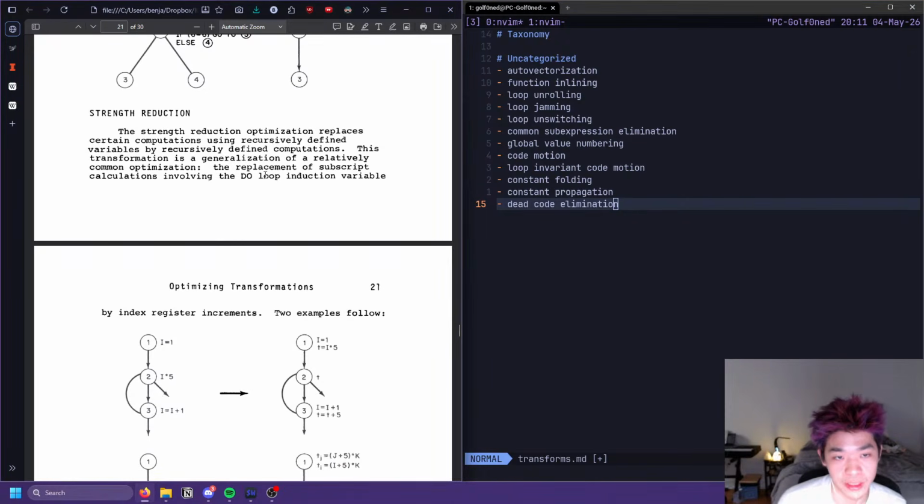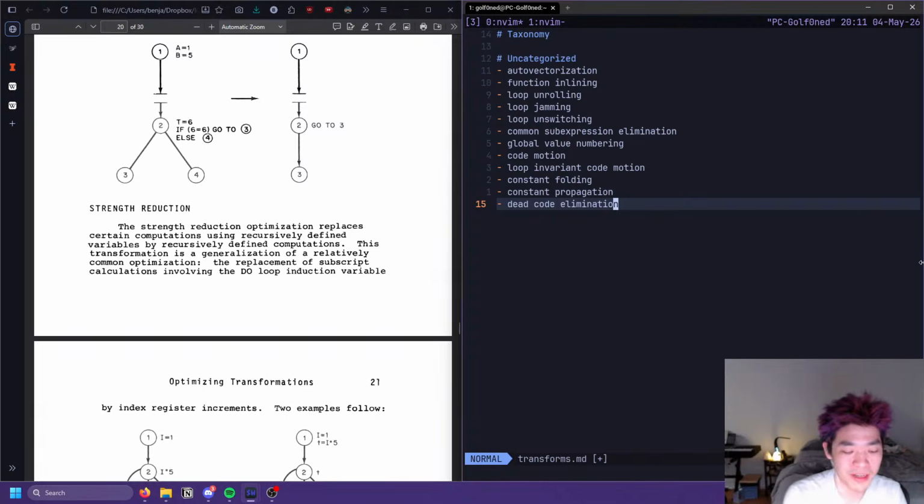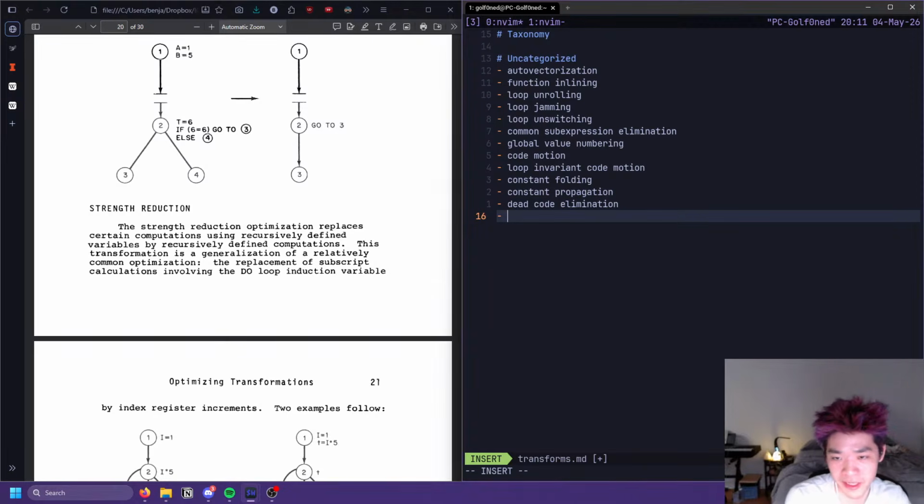Okay, strength reduction. This I have heard about. I've never actually learned what it is, so this will be interesting. Replaces computations. Wait, what? Replaces certain computations. How is this sentence grouped? Certain computations using recursively defined variables, or certain computations using recursively defined variables?